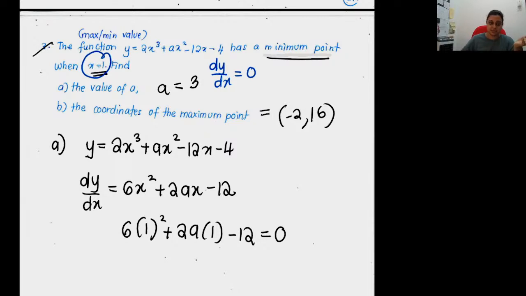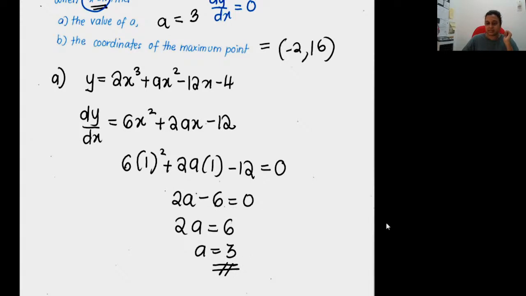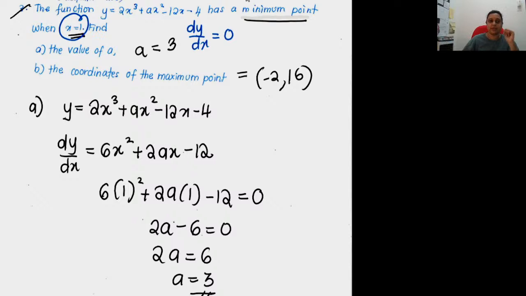Okay, so let's solve this. 6 minus 12 is negative 6. Then 6 bring to the other side, and the 2 on the a, bring to the other side. We get a is equal to 3. Okay, what's the coordinate for the maximum point? So go back to your equation y.